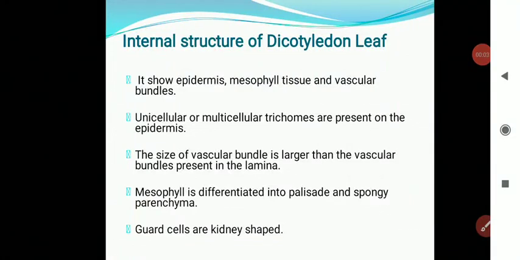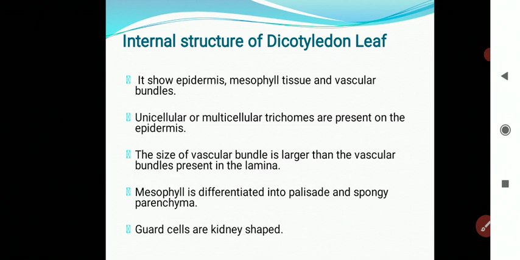Hello everyone. In this video we are going to discuss the internal structures of the dicotyledon leaf as well as the monocotyledon leaf. First of all, we will discuss the internal structure of the dicotyledonous leaf. The transverse section of a dicot leaf shows a dorsiventral or bifacial structure, and the internal structure is differentiated into epidermis, that is upper and lower epidermis, central mesophyll tissue and vascular tissue.